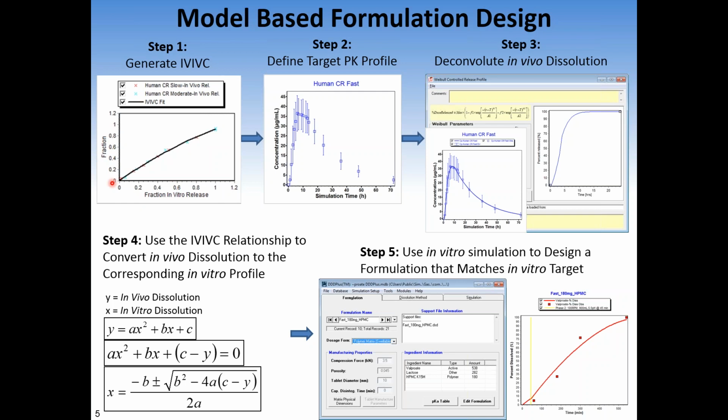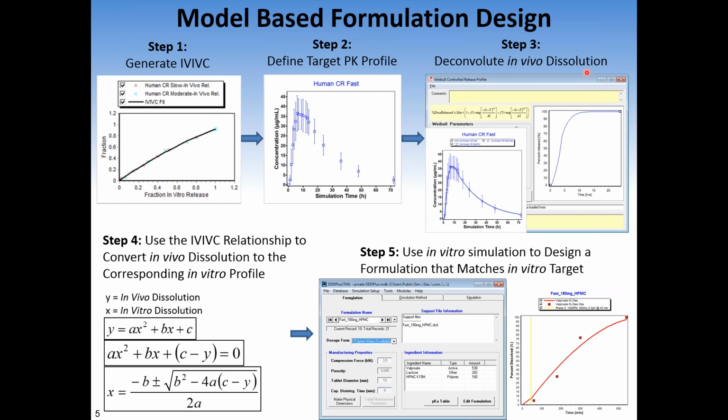So once you have that correlation, you directly know how your in vitro experiment is going to be relating to your in vivo release. So once you know that, you can then define a target PK profile that you want to hit. And if you're a generic company, this would be an innovator product, right? Some product that you're trying to match bioequivalence with. And so you need to define that profile. Once you define that profile, you can use GastroPlus to deconvolute the in vivo dissolution rate that will produce the PK profile that is your target.